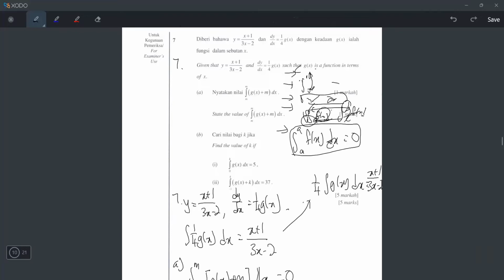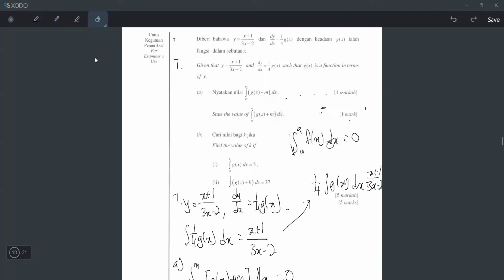But the condition is the inside has to be the same. Okay, but I won't write it here. You read it yourself, right? There are 5 properties that you have to know. Okay, come back here.